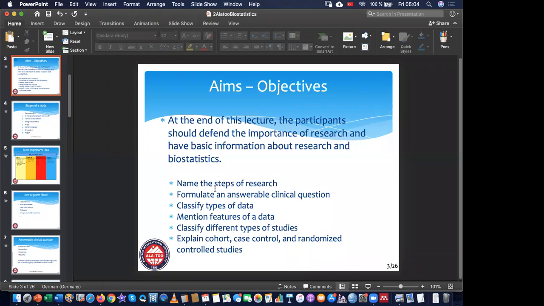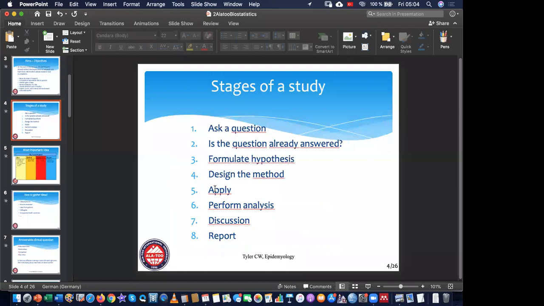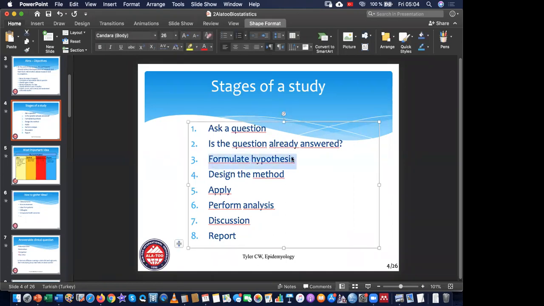What do you need first when you plan a research? Question. You need a question. Yes, find the title of your study. What comes next? Is the question already answered? Okay, let us make a hypothesis, then make testing, concerning some kind of the theory.